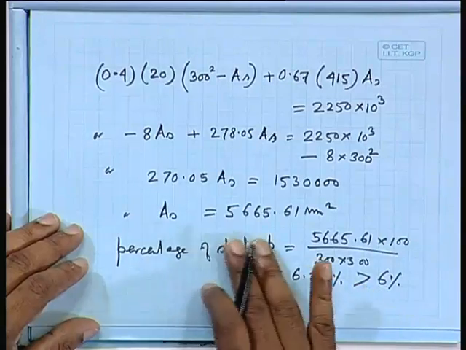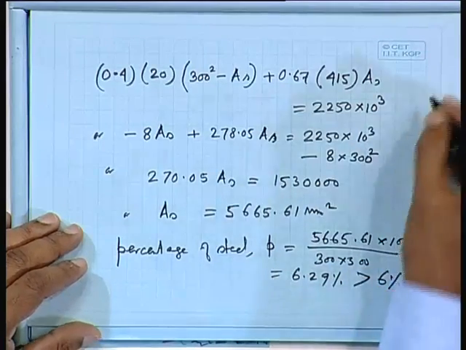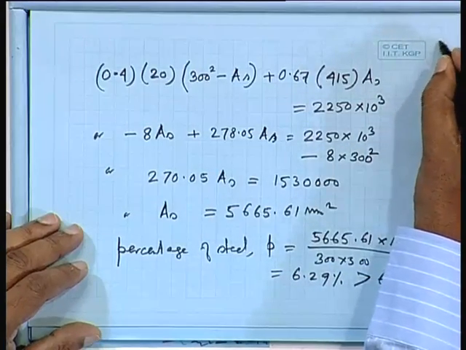So, that means we started with a short column with the criterion that L by D should be less than 12. Even then, from the strength point of view, we have to consider the load the column has to bear. With 300 by 300, the steel is coming more. If steel is coming more, say 6.29%, 5665, what difficulty can we face?